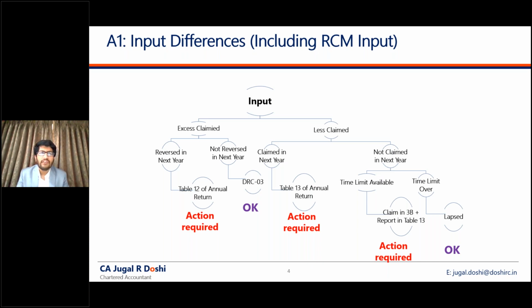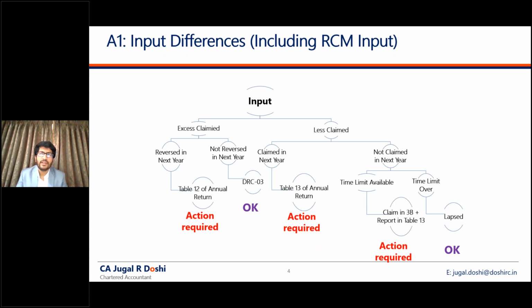So what are the input differences? Here I am including RCM input. I have separated RCM differences in my liability, but while taking set off, the treatment is the same whether my input tax credit belongs to my normal supplies or to my RCM transactions. The input tax credit differences can be of two broad categories: it is either excess claimed or less claimed.